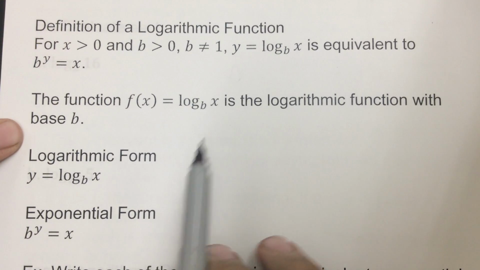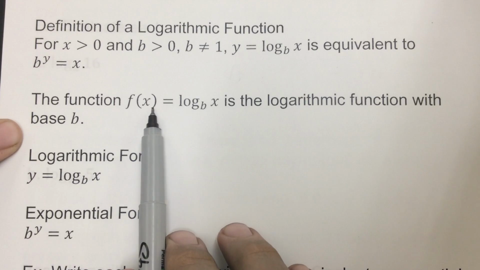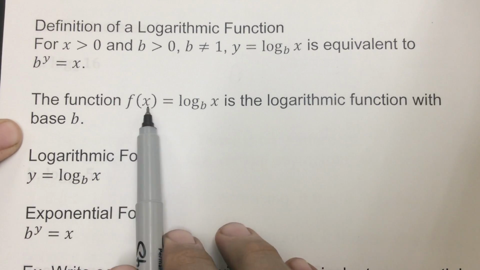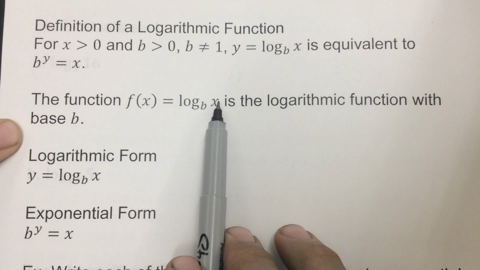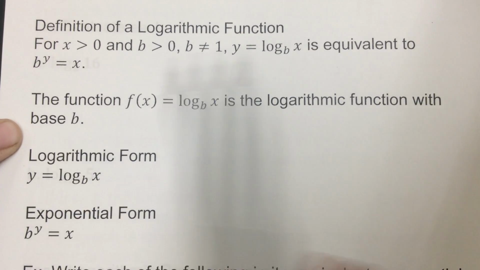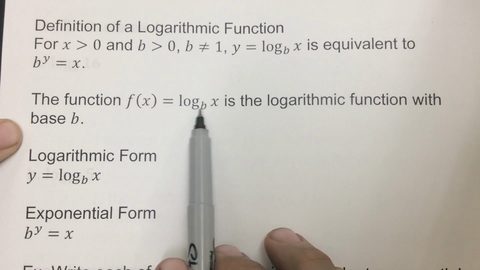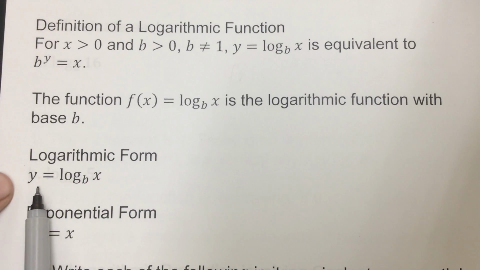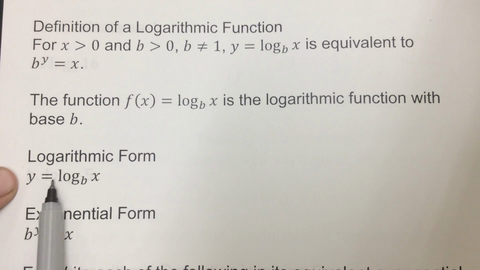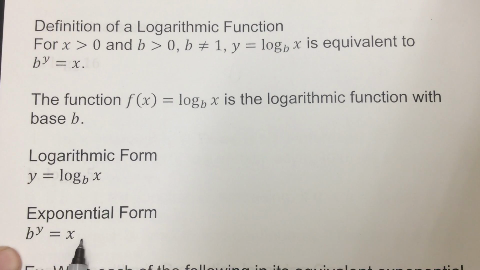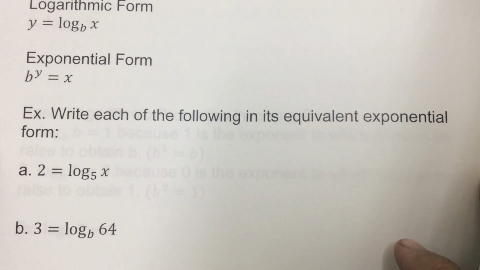So our base function, a lot of times what you'll see is f of x equals log base b of x. So our base is b, so if it's log 5, 5 is our base. So keep in mind, logarithmic form would be y equals log base b of x. So that ties to exponential of b to the y equals x. So we're going to convert back and forth between these two to begin with.